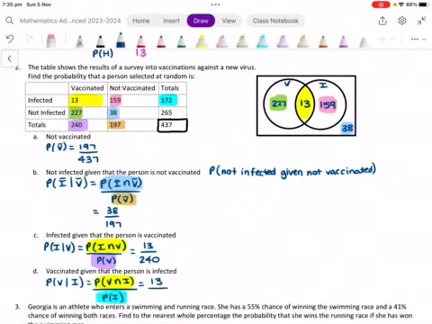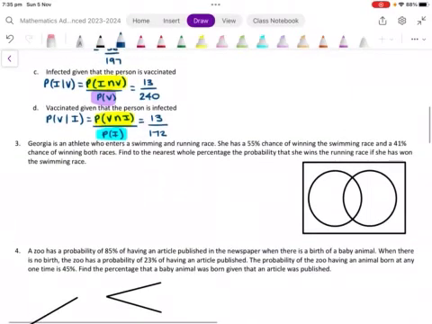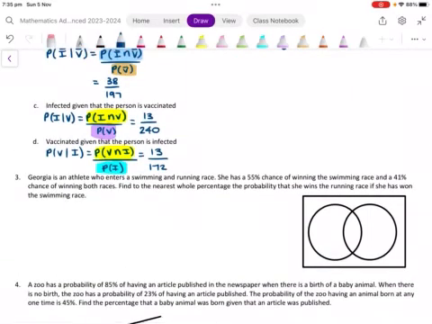So that is over 172, and again, that does not simplify. Okay, we have two more examples to do. We have that Georgia is an athlete who enters a swimming and running race. She has a 55% chance of winning the swimming race and a 41% chance of winning both races. We want to find the nearest whole percentage, the probability that she wins the running race if she has won the swimming race. So this is a conditional probability statement that we're trying to find.